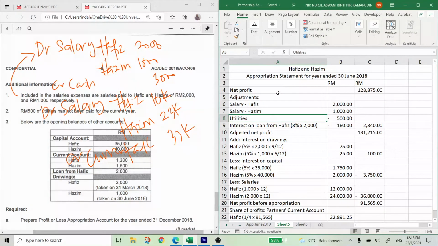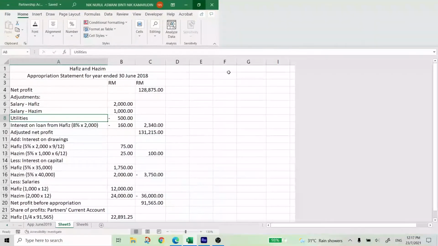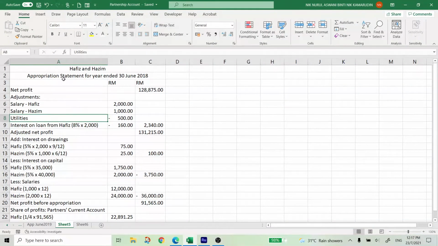Alright, so finished. Okay, the discussion of the question for December 2018, accounting for partnership, where we need to prepare the appropriation statement and also the current statement. Let's look at it again. For the appropriation statement, we're going to start with the net profit. But before we calculate the amount of profit to be allocated to the partners, we need to check: do we need to adjust the amount of net profit? In this case, yes, there are a few items that we need to adjust.